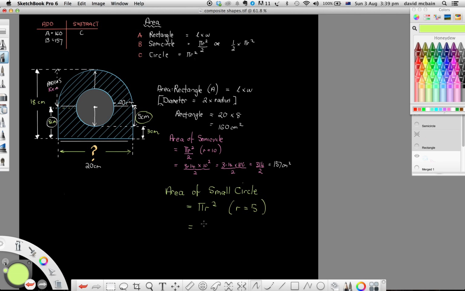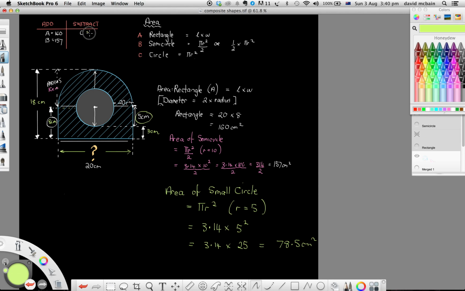It's going to be 3.14 multiplied by the radius squared, so it's going to be multiplied by 5 squared. So it's going to be 3.14 multiplied by 25. And if we work that out, that will equal 3.14 multiplied by 25, and the answer is 78.5. So that equals 78.5 centimetres squared. So that's the area of the hole. And remember, because it's a hole, it's going to go in the subtract column.